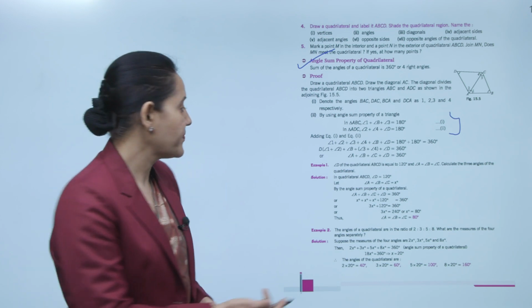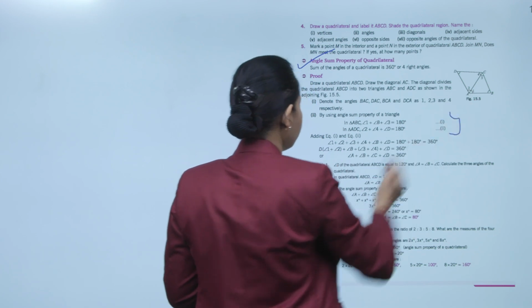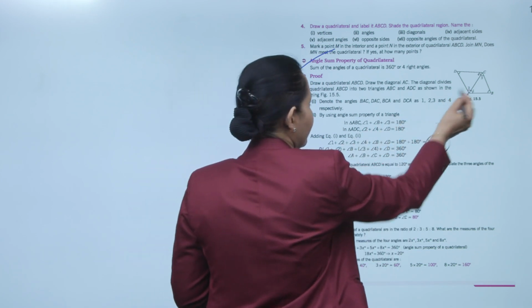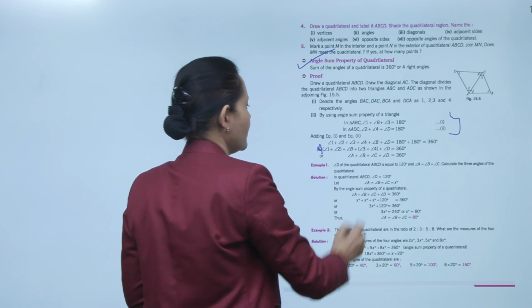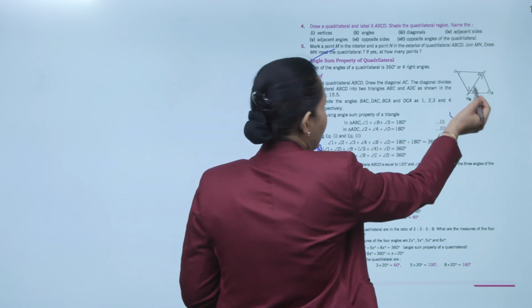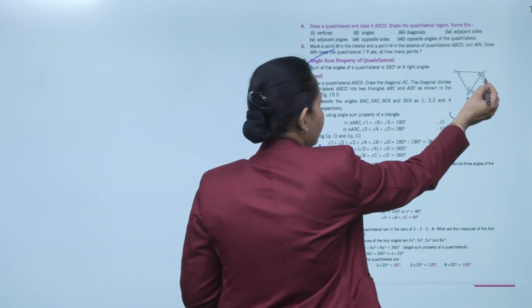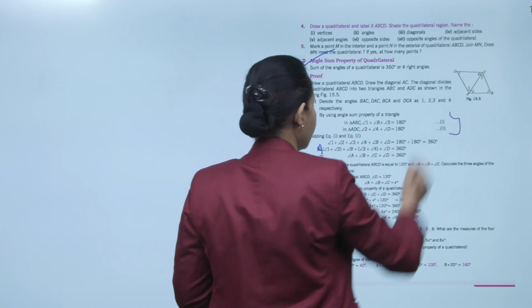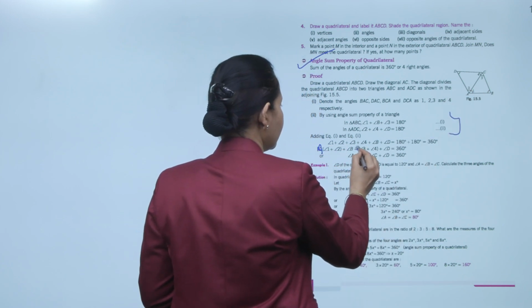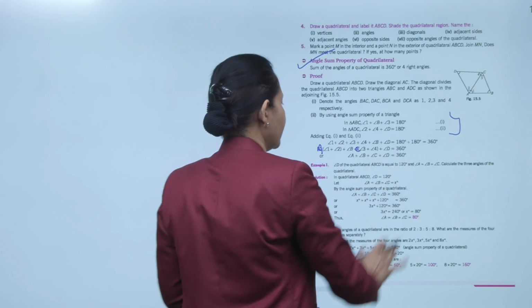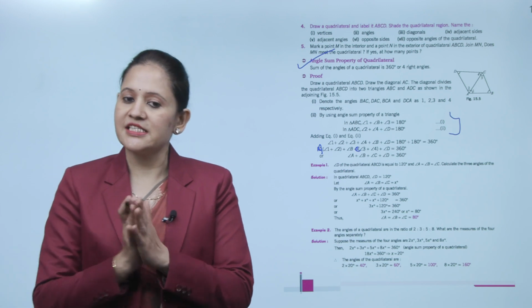Angles 1 and 2 combined make angle A. Then angles 4 and 3 combined make angle C and angle D. So, angles A, B, C, D total 360 degrees.